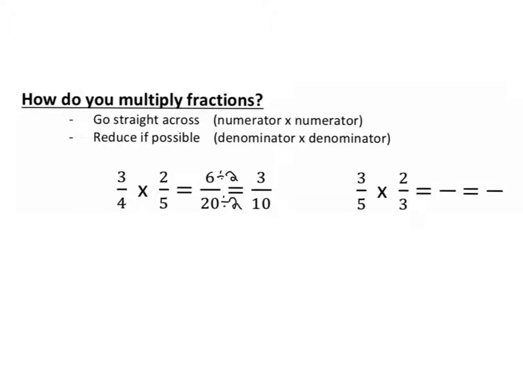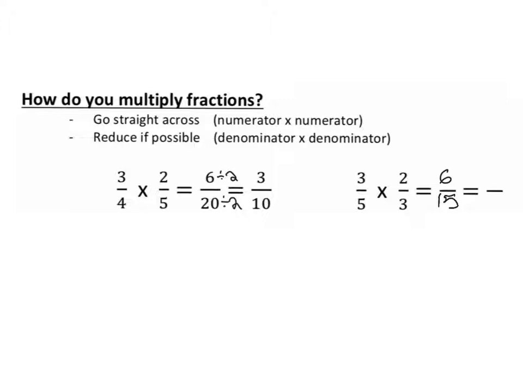Now let's try our own example. So we have 3/5 multiplied by 2/3. According to our first rule, we go straight across. So we go 3 times 2, and that gives us 6. Then we go 5 times 3, and that gives us 15.